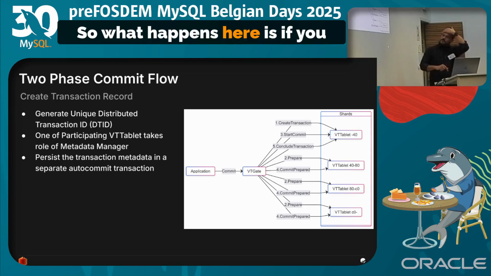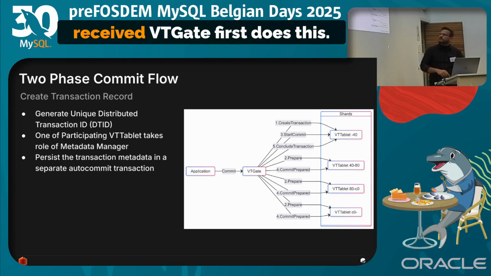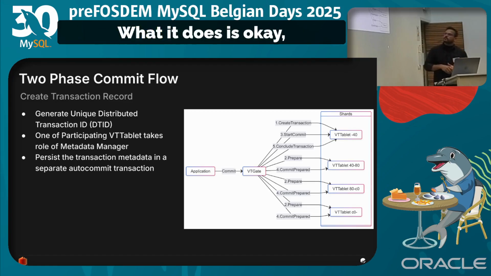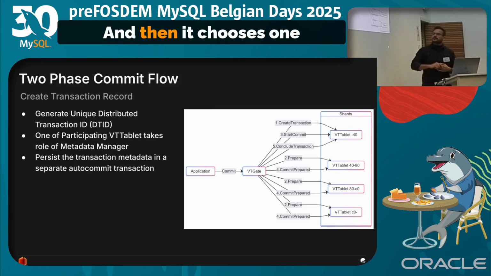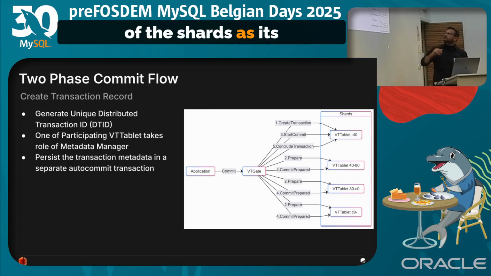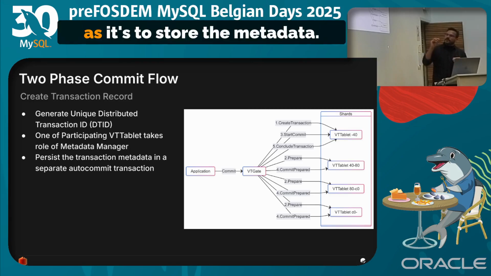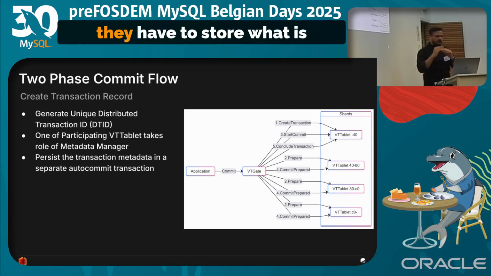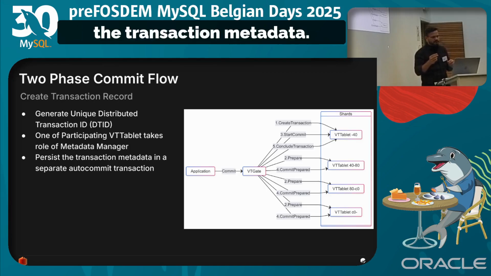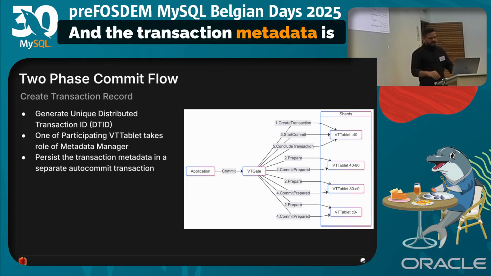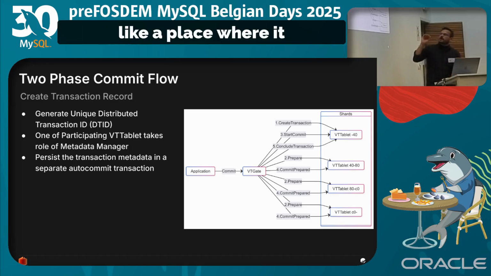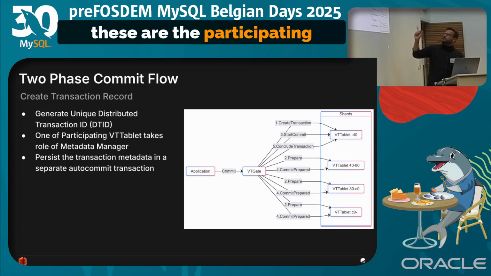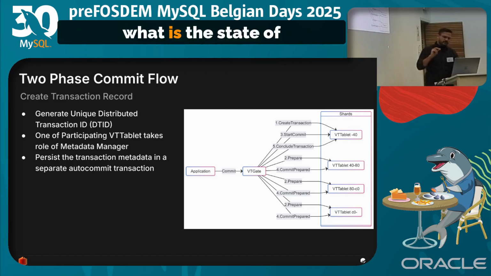So what happens here is, when the commit is received, VTGate first looks at the transaction and says, okay, what are the shards that are involved, and then it chooses one of the shards to store the metadata. Basically, they have to store the transaction metadata, which is a place where it tells which are the participating shards in this transaction, and what is the state of this transaction.